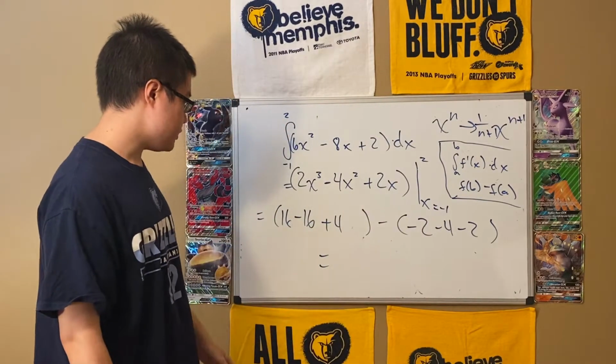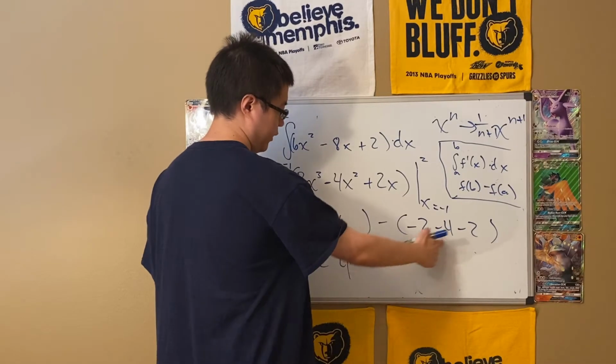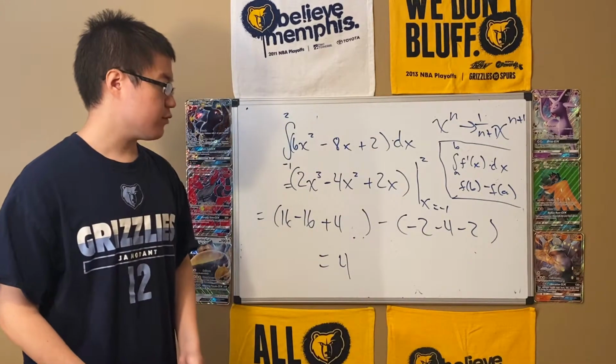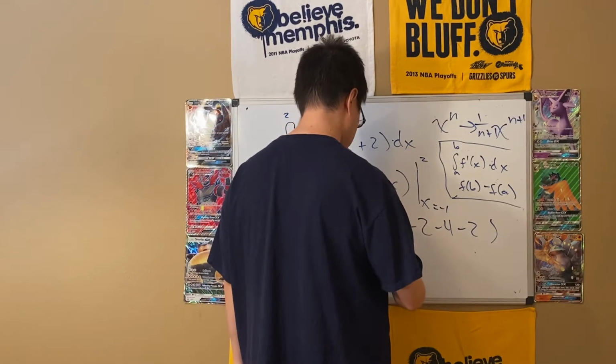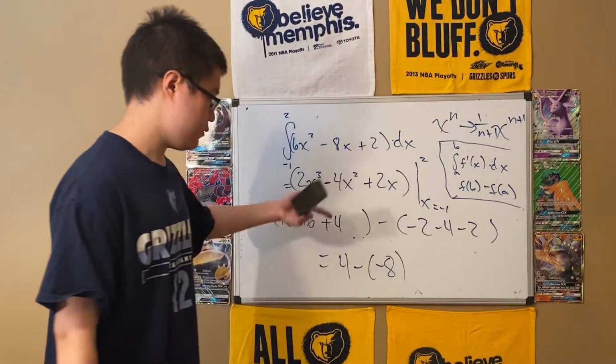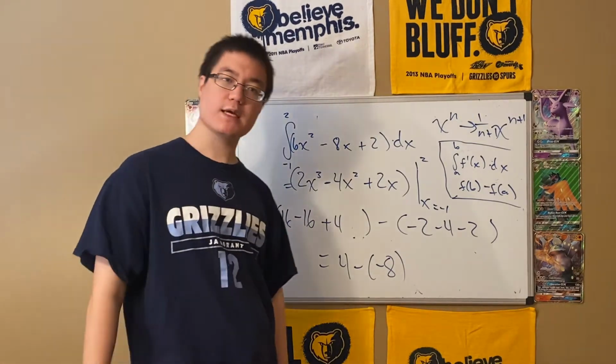So now what we do is we just find these numbers. Looks like we have 4 in this parenthesis. And then within these parentheses, looks like we're going to have minus 8, I believe. So 4 minus minus 8, sorry, is 4 plus 8. That's 12.